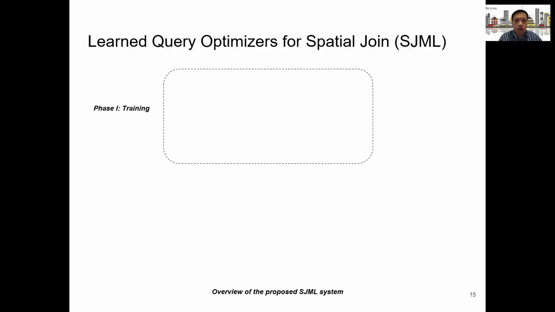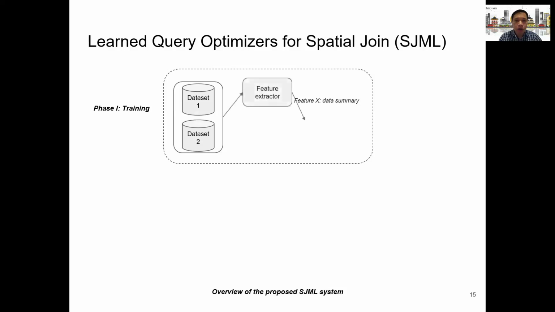SJML includes two phases. Phase 1 is the training phase. First, we use a data generator to generate a lot of join datasets in different distributions. Second, we use a feature extraction component to compute the data summarized. We will discuss detailed features in the next slides.